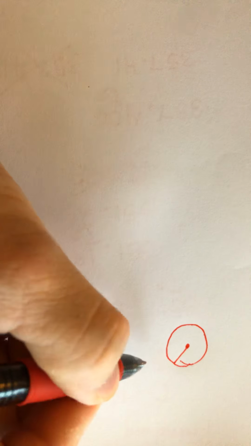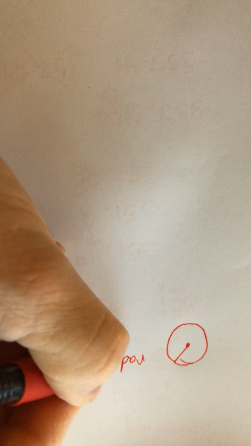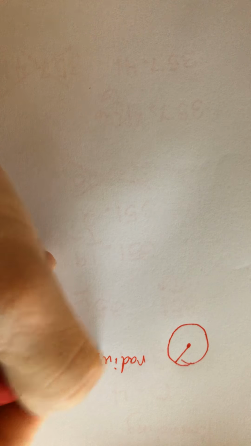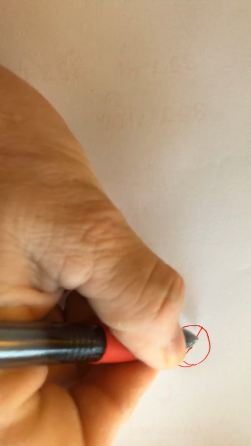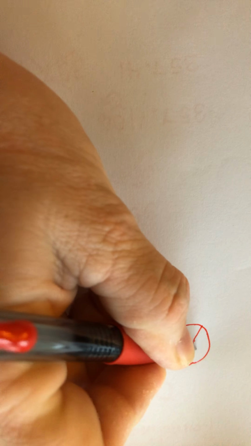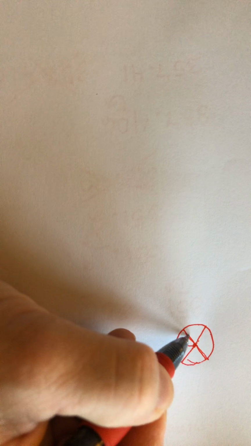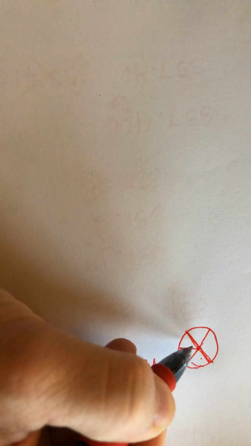Now the radius, any of these lines can be a radius. This is a radius, this is a radius, this is the radius, this is the radius. Now, let's look at these two right here. I have one radius, two radii.